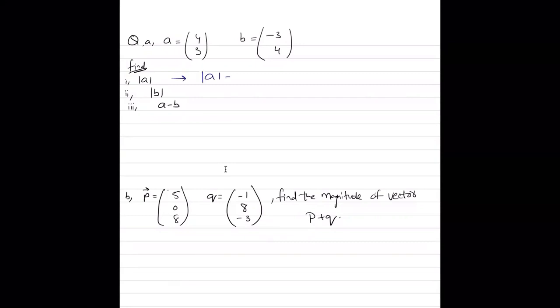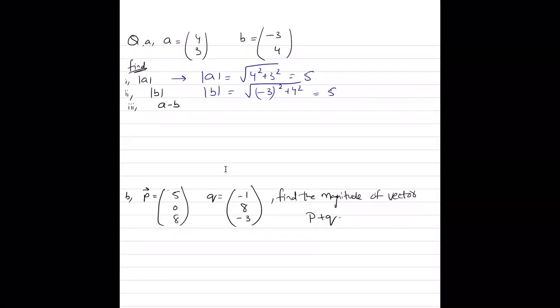Okay, so for the first part, it's just going to be square root of 4 square plus 3 square. That is 5. For the second part, it's going to be square root of minus 3 square plus 4 square. That's also 5.